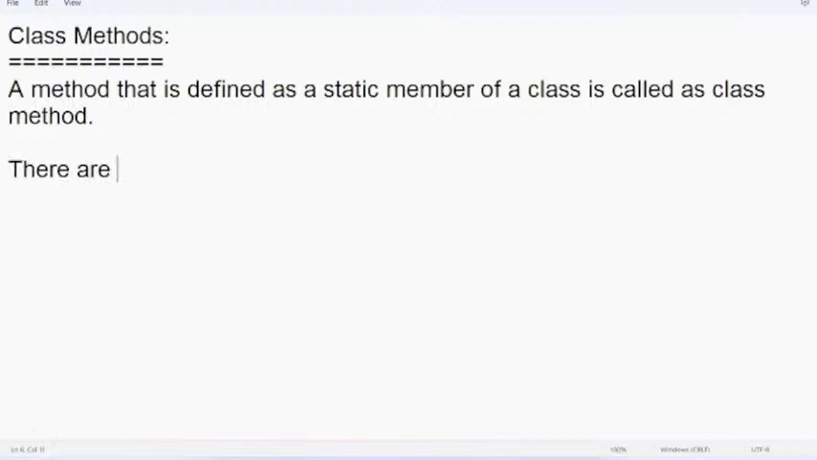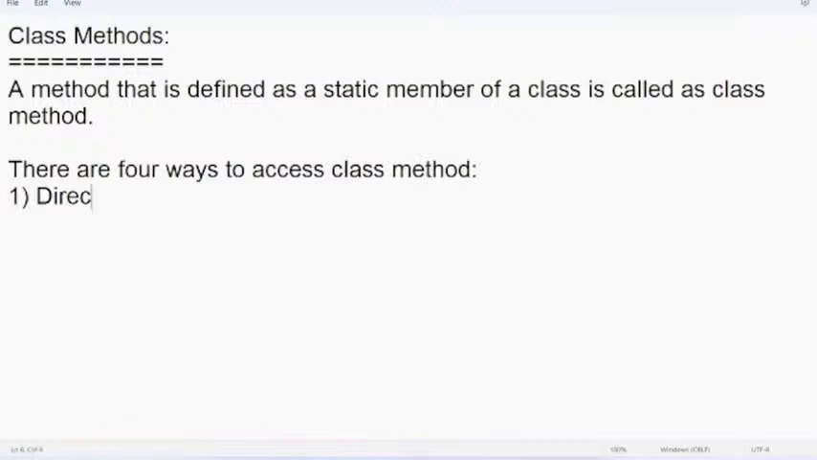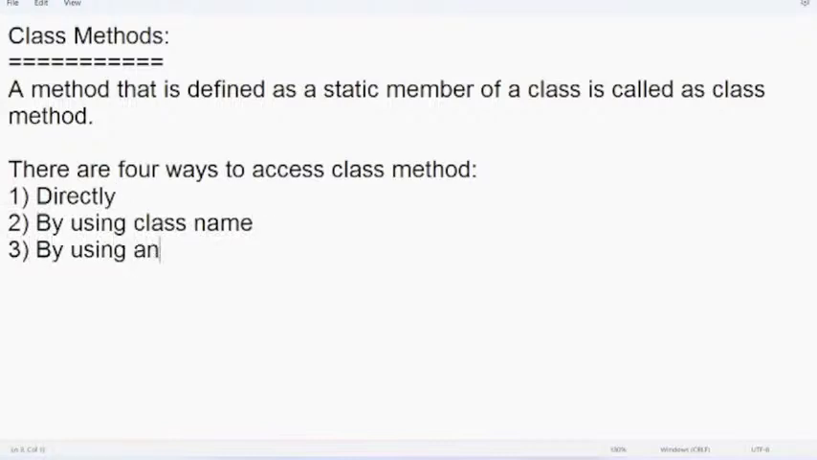There are 4 ways to access class method. First one, directly. Second one, by using class name. Third one, by using an object. Fourth one, by using an object reference.